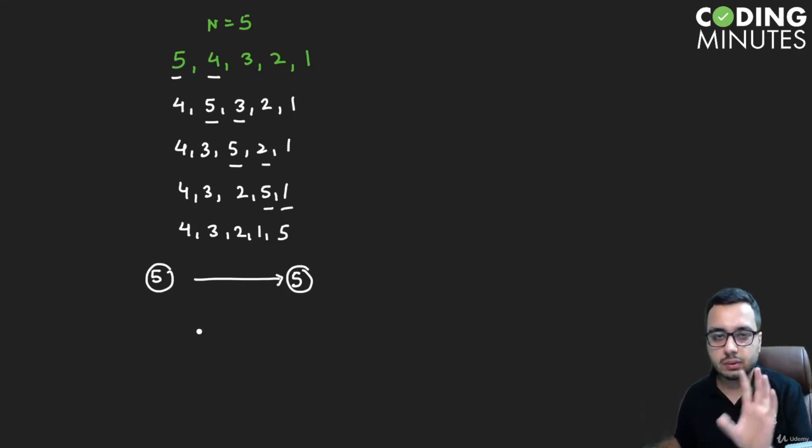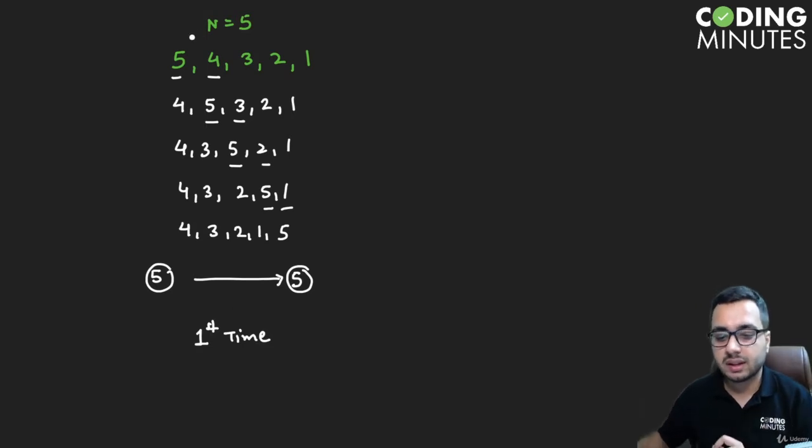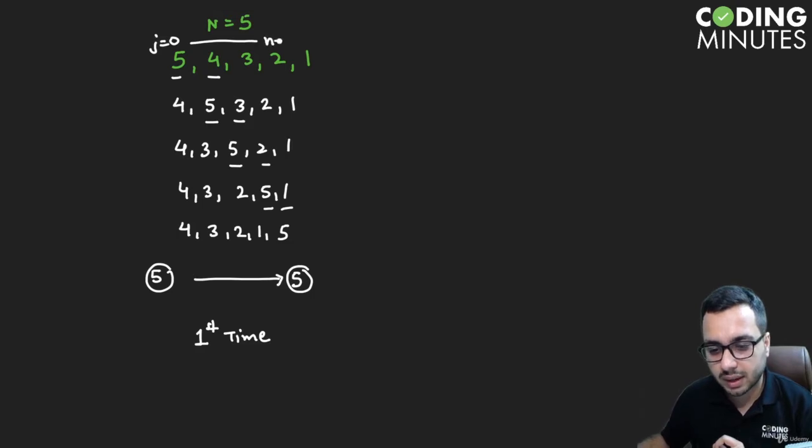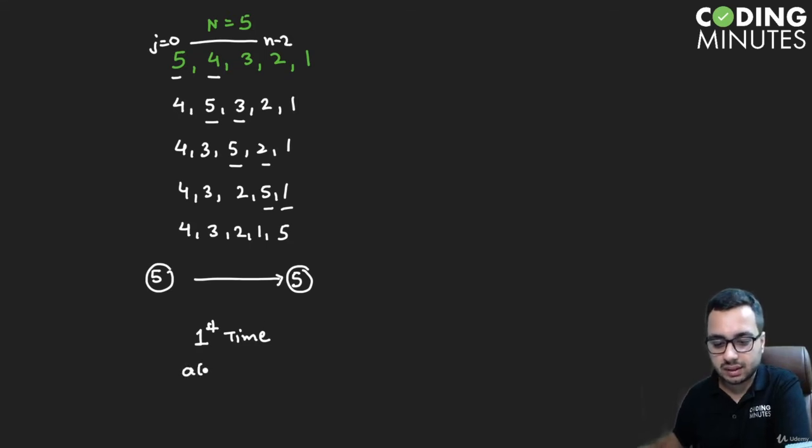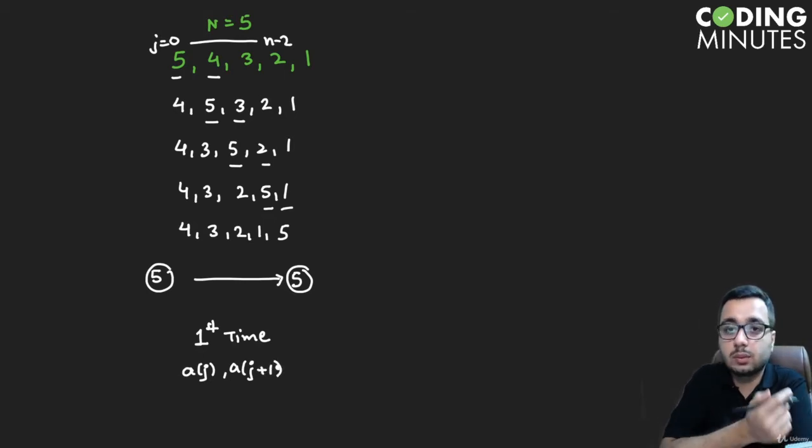We are going to use two nested loops, one for the number of times we are going to do this work. This is the work for the first time. We iterated from an index, let's say j equal to 0, and we went till index n minus 2, and every time we compared a of j, the jth element, with its neighboring element a of j plus 1.